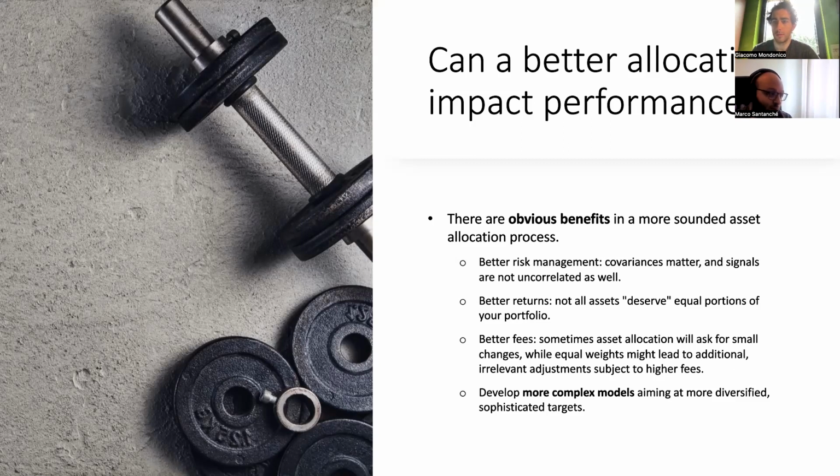And there are better fees normally, because if the model is capable of including fees in the calculation or in the optimization, definitely we will pay lower fees when using these models rather than a naive rule for asset allocation. And we can develop more complex solutions, and sometimes complex is not always better than simple, but usually this should bring a better target. For instance, we can take into account tail risk or drawdowns or any other performance or risk metric that we want to optimize.